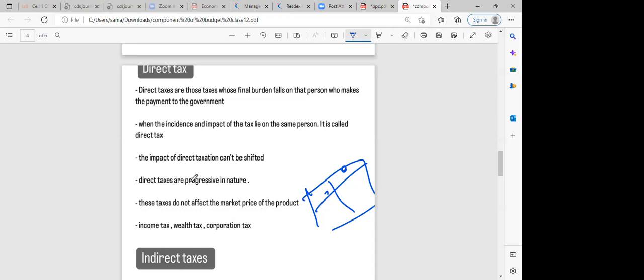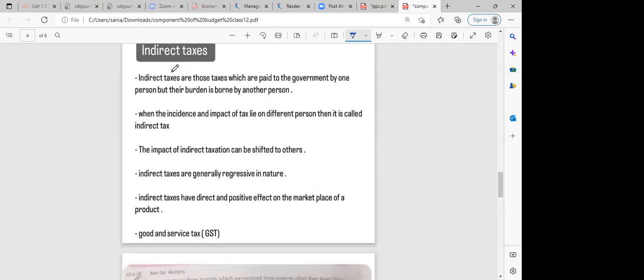No. Okay, direct taxes are progressive. Why are these taxes imposed, as I told you? Why are these progressive? In the previous chapter we did government. What does government do? Government imposes tax on rich people, right? Why? Just to make the economy more progressive. So direct taxes are always progressive in nature, and these taxes do not affect market price. For example, you have your property and pay tax, the market price of any product won't be affected, because these taxes are basically income tax, wealth tax, and corporate tax.